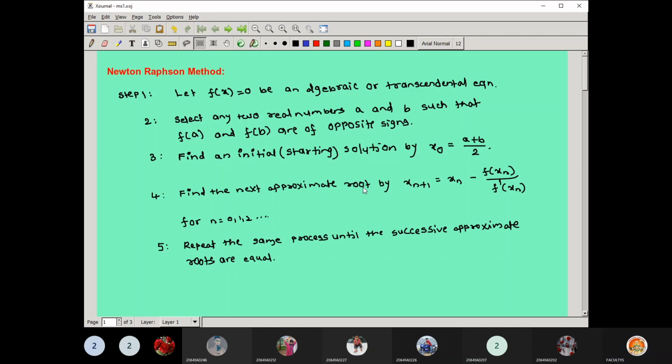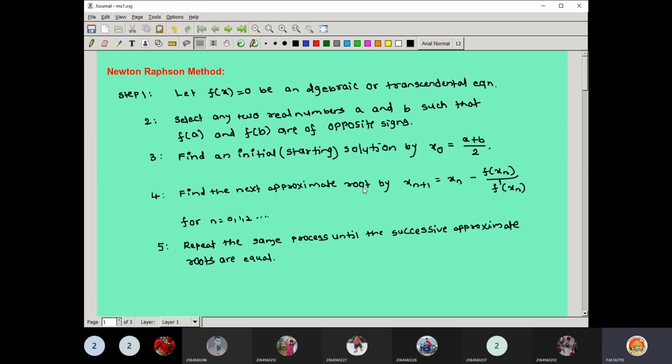Step 2. Select any two real numbers a and b, small a and small b, such that f of a and f of b are of opposite signs. Almost in all the methods, we have selected two real numbers a and b such that f of a and f of b have opposite signs.